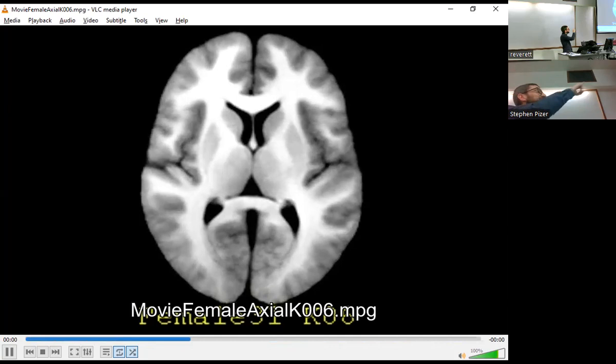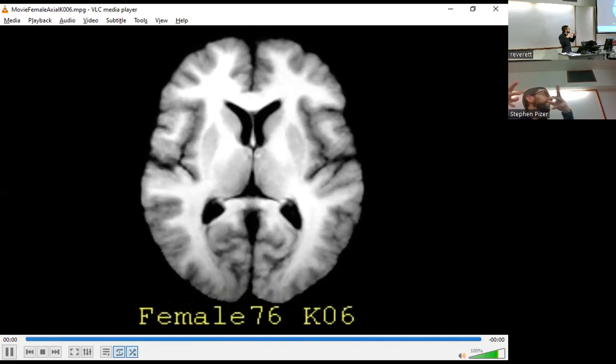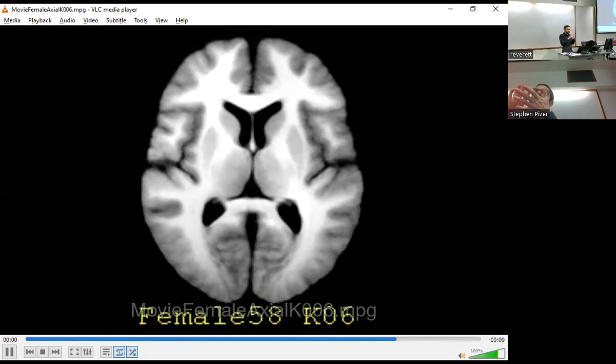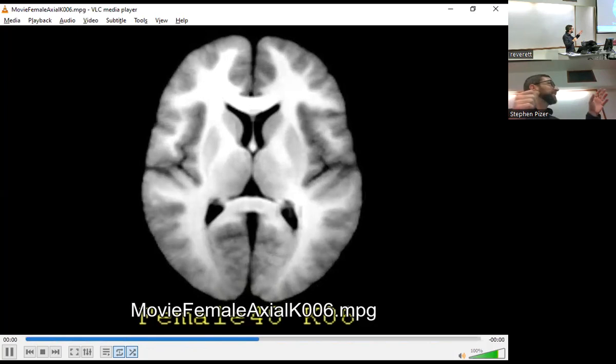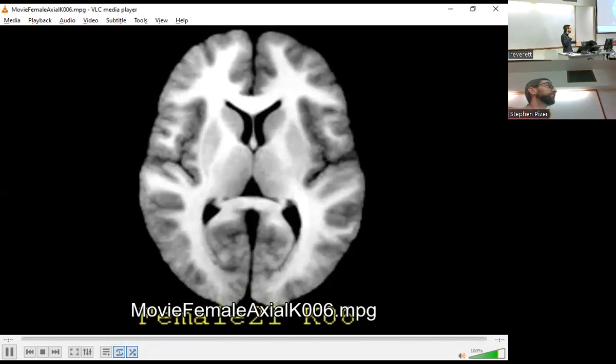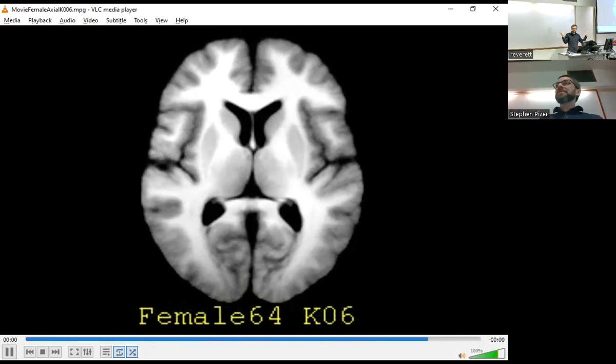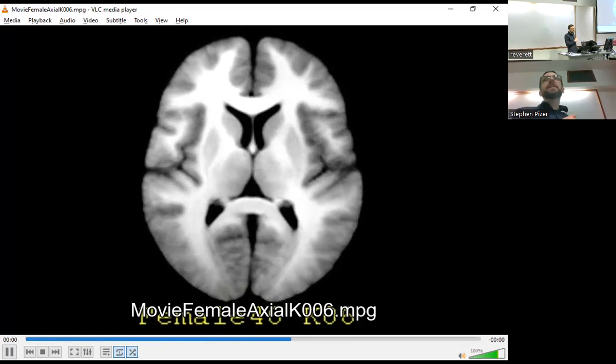And if you don't know about ventricles, they are cerebrospinal fluid. Gaining CSF is not a good thing in this case because it means you're losing volume elsewhere, right? You're losing white matter, gray matter. Your skull doesn't shrink. The overall volume has to stay roughly the same, so you get larger ventricles taking up the space that you've got.